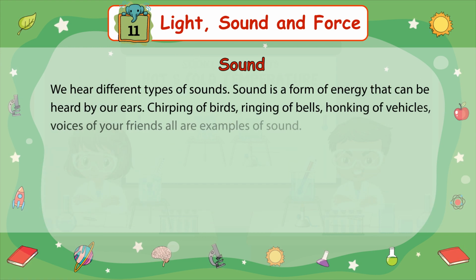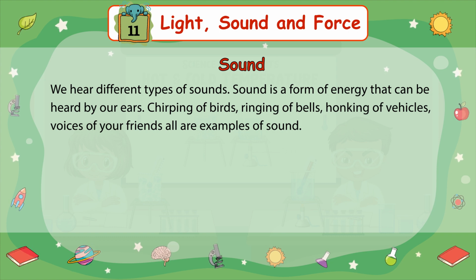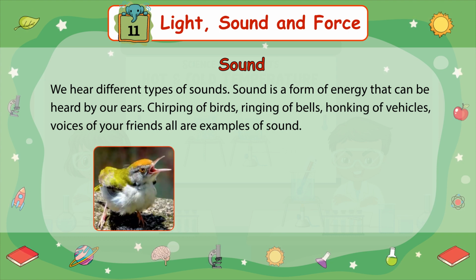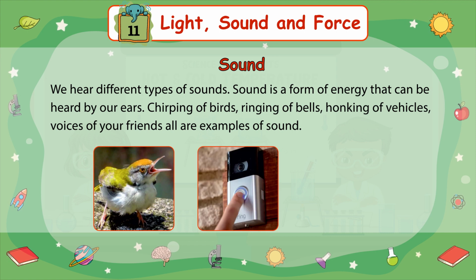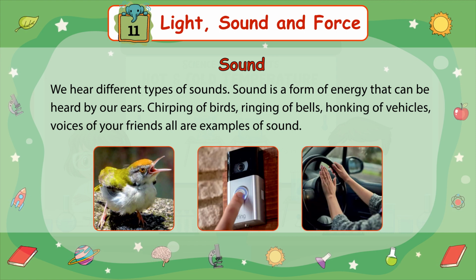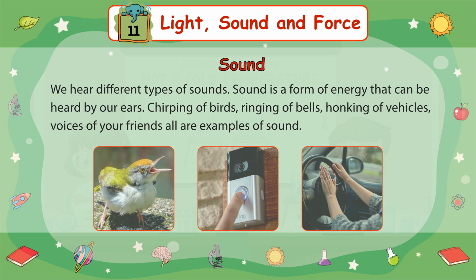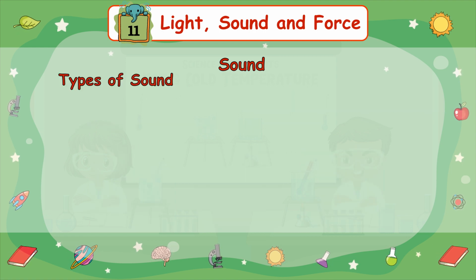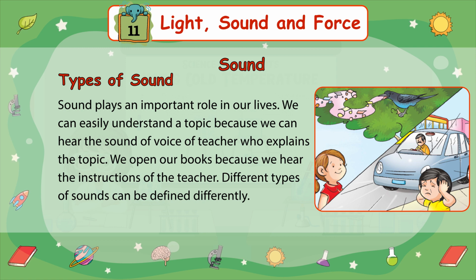Sound. We hear different types of sound. Sound is a form of energy that can be heard by our ears. Chirping of birds, ringing of bells, honking of vehicles, voices of your friends are all examples of sound. Types of sound. Sound plays an important role in our lives.